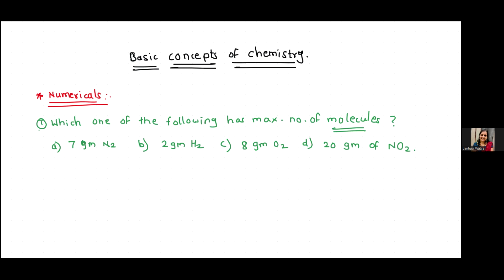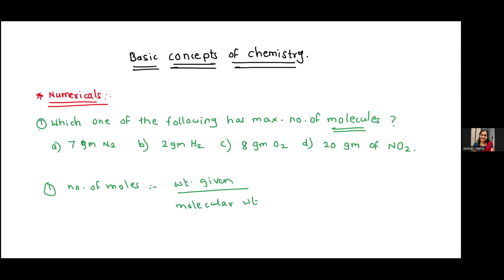So we have two formulas with us, and the formulas are in the chapter only. The first formula is about number of moles. The formula is weight given divided by molecular weight. So this is the formula to calculate number of moles.